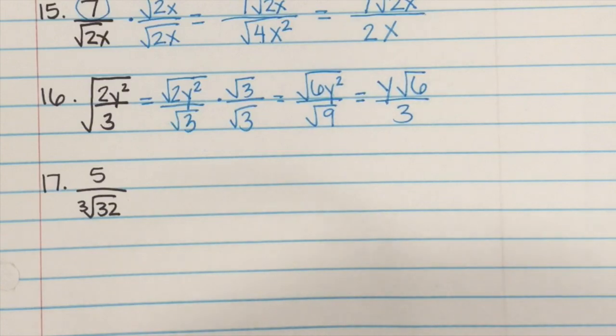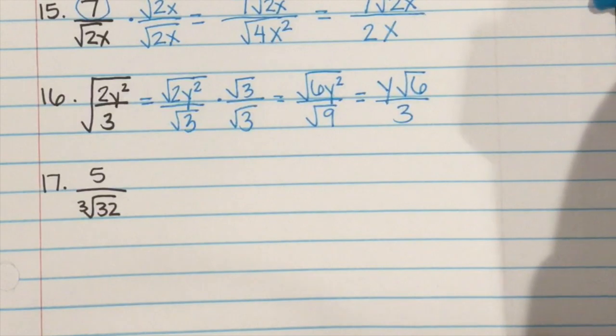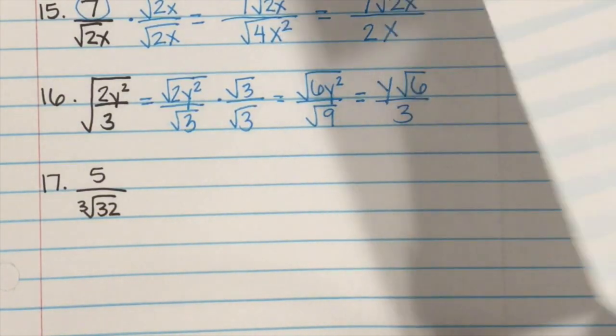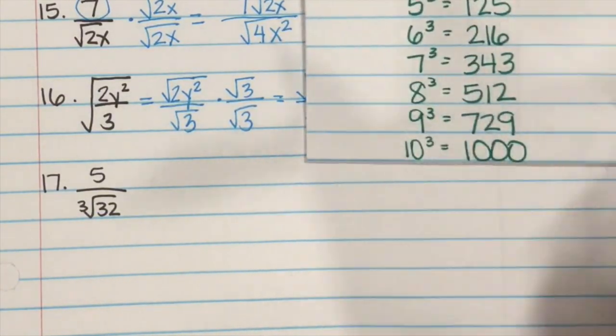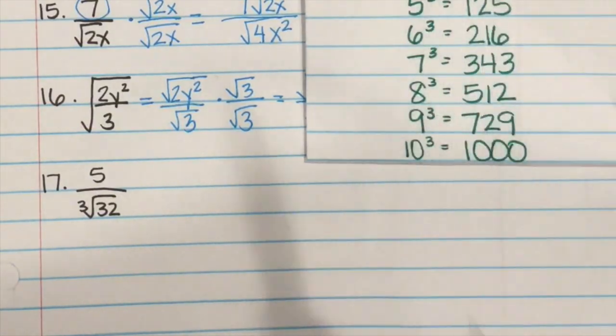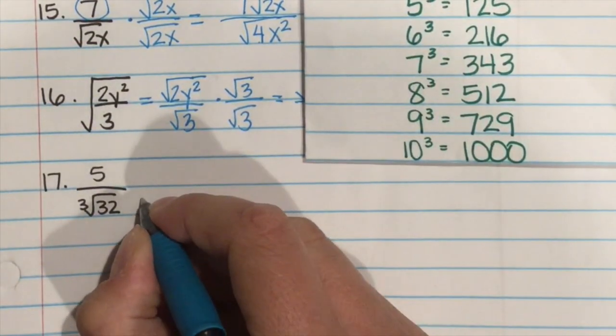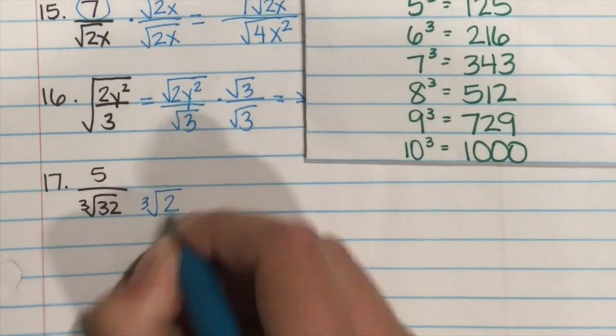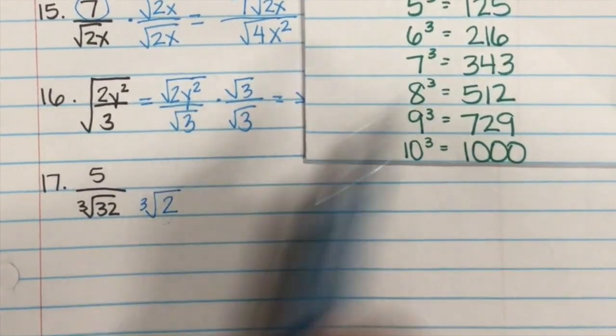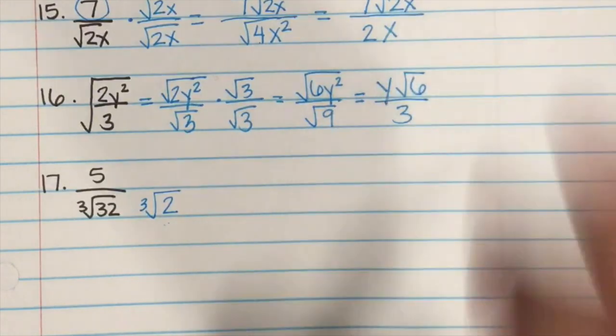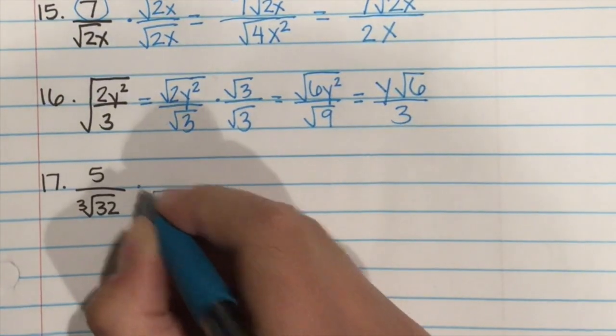In the last problem, I have 5 divided by the cube root of 32. So again, I'm going to look at my perfect cubes and see 32 times what is going to give me a perfect cube. So I know that if I multiply by the cube root of 2, that's going to give me the cube root of 64, which will get rid of the radical symbol in the denominator.